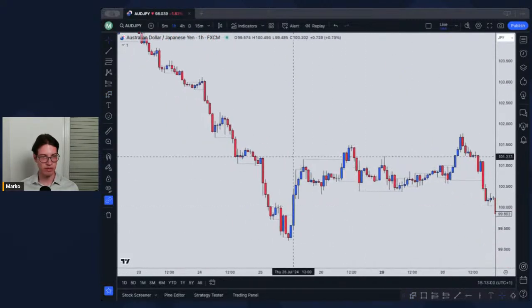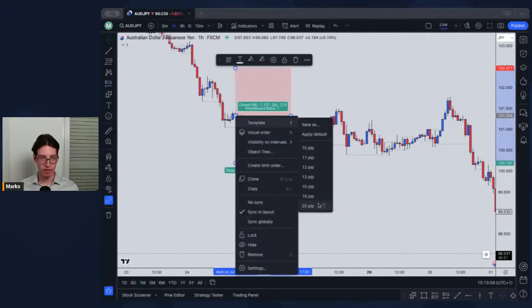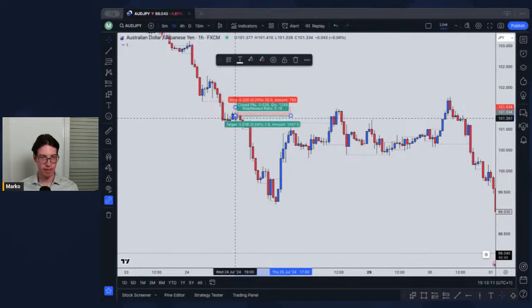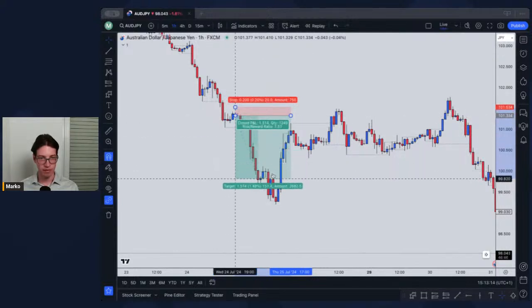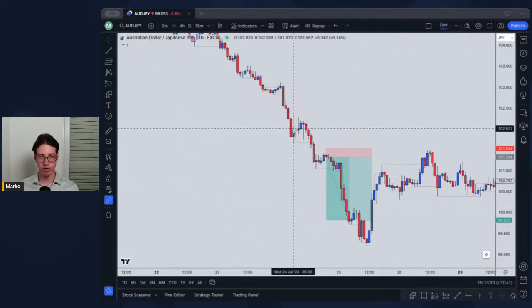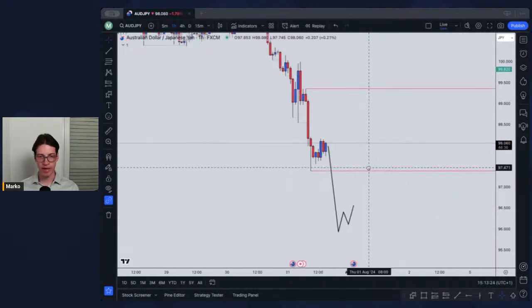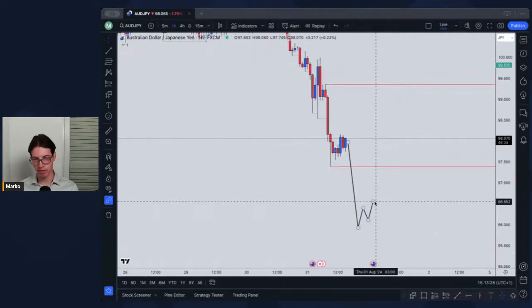Where is it? Did I delete it? Yeah, I think I did. So it was this one, 20 pips. So this is what I want to see. Nice, very strong bearish momentum and then a nice quick flag with no buying pressure. That would be a perfect scenario for me.